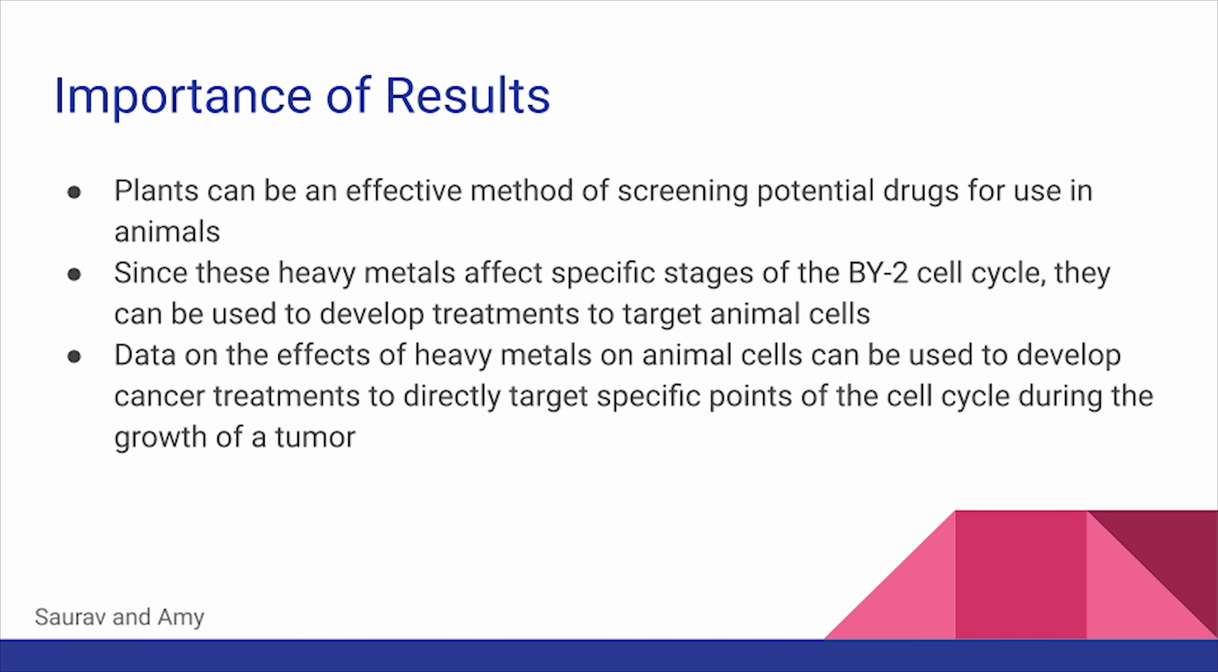So what are the implications of these results? Well, the first one would be that plants can be an effective method of screening potential drugs for use in animals. In addition, since heavy metals affect specific stages of the BY-2 cell cycle, they can be used to develop treatments to target animal cells as well. Data on the effects of heavy metals on animal cells can then be used to develop cancer treatments to directly target specific points of the cell cycle during the growth of a tumor.